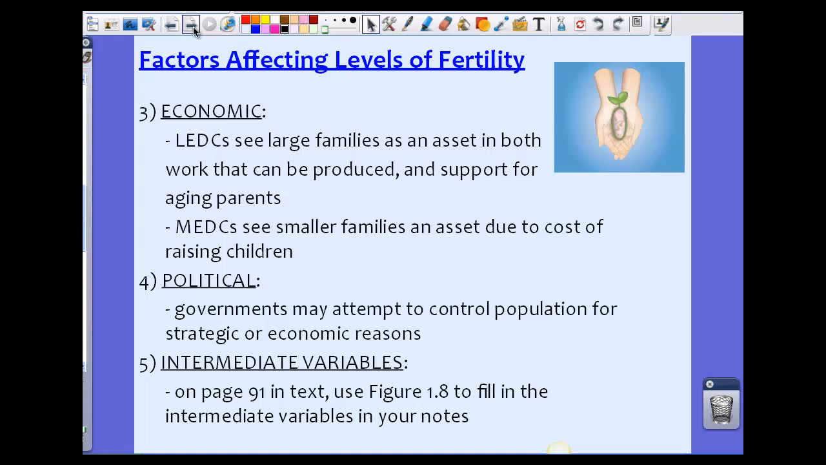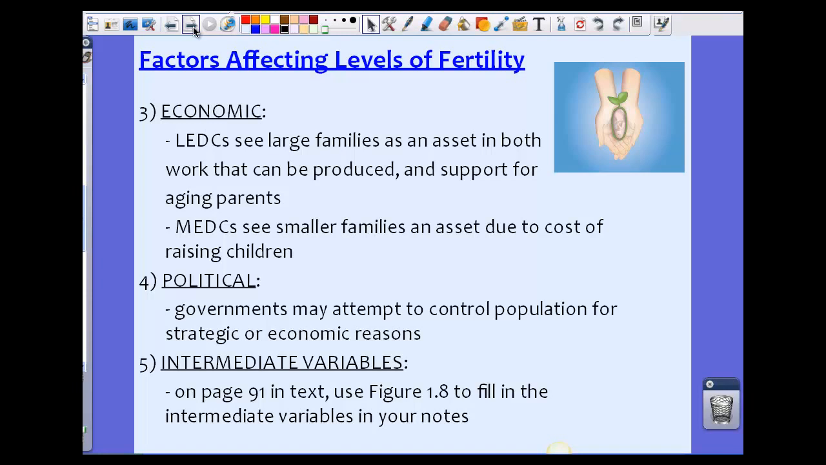A fourth factor is a political factor. There have been attempts by governments to control populations for strategic or possibly economic reasons. So right now in China, because of economic reasons, because of the large population that's already booming, they have a one-child policy, although that's kind of lacking. Germany in World War II wanted a lot of people and their families, because they saw that as a strategic move. The larger the population, the bigger the government can be, and the stronger the country can be.